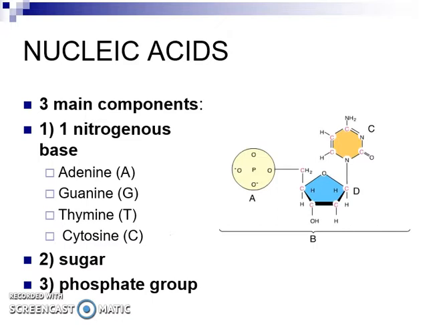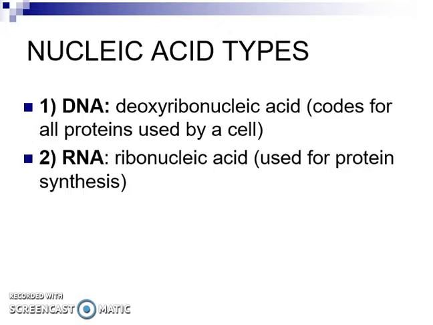You have a nitrogenous base, which is one of the four: adenine, guanine, thymine, cytosine; a sugar; and a phosphate group. If you're looking at the image to the right, A, the beige circle on the left-hand side, is your phosphate group. Then you have the blue, which is your sugar molecule. And then you have C, which is your nitrogenous base. That will switch based on whether it's adenine, guanine, thymine, or cytosine. We won't worry about any of that until we get to genetics later on.